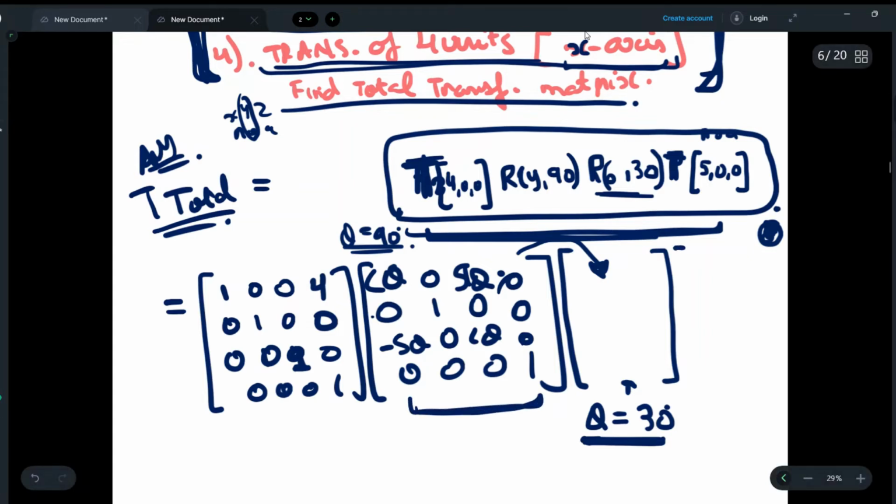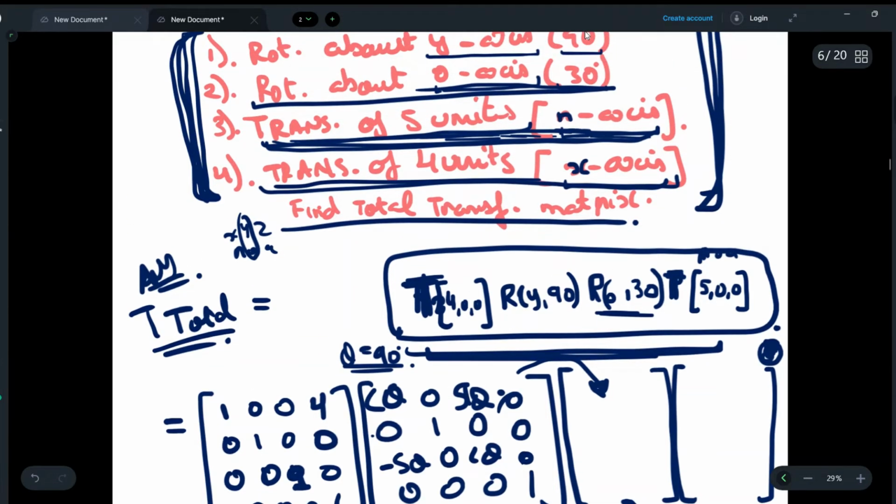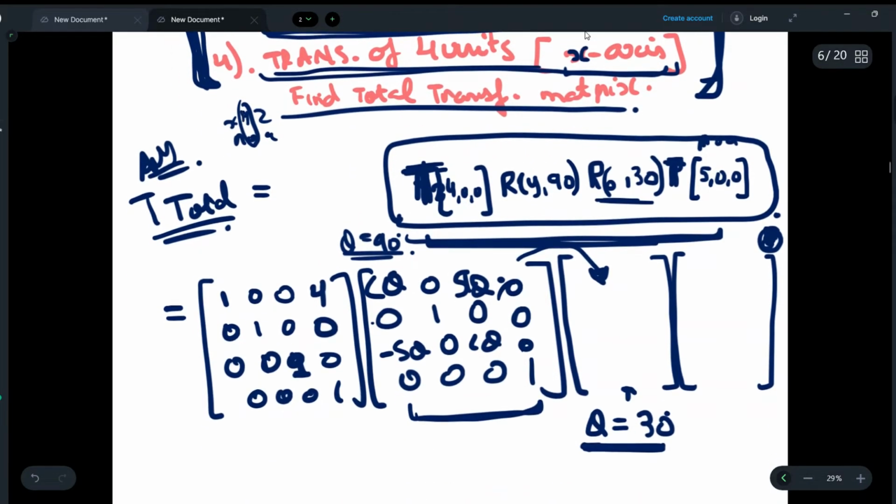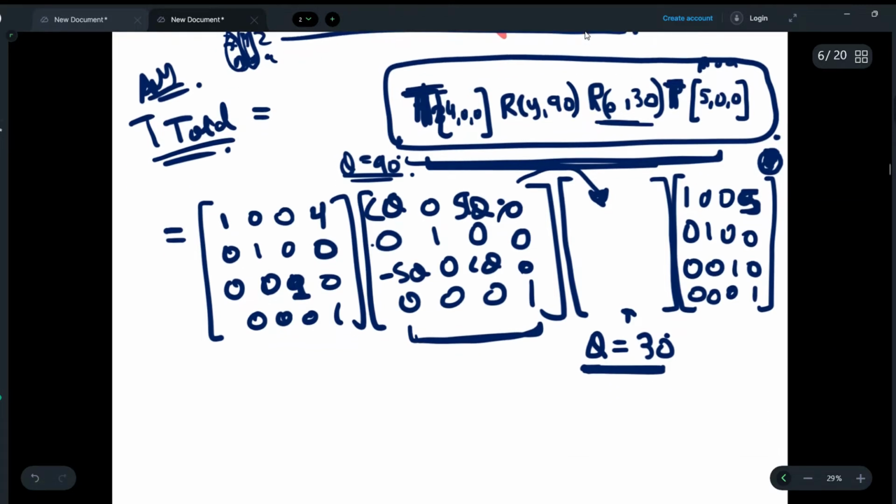Now lastly, we have the transformation about the which axis? This is the n axis. That is the n axis. So n is y only. No, n is x only. So we will write 1 0 0 0, 0 1 0 0, 5. Then we will have 0 1 0 0, 0 0 1 0, 0 0 0 and 1. So this is your final matrix.